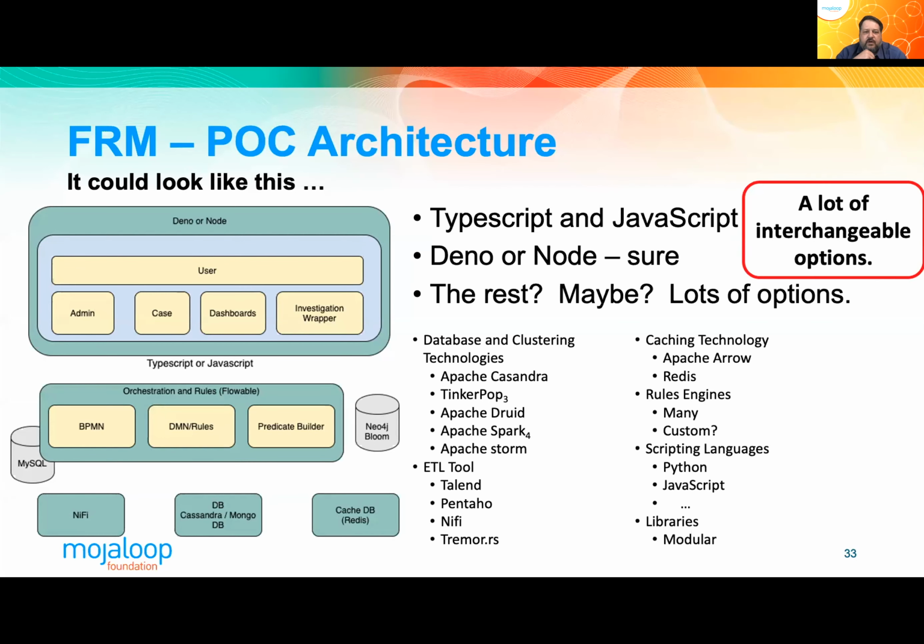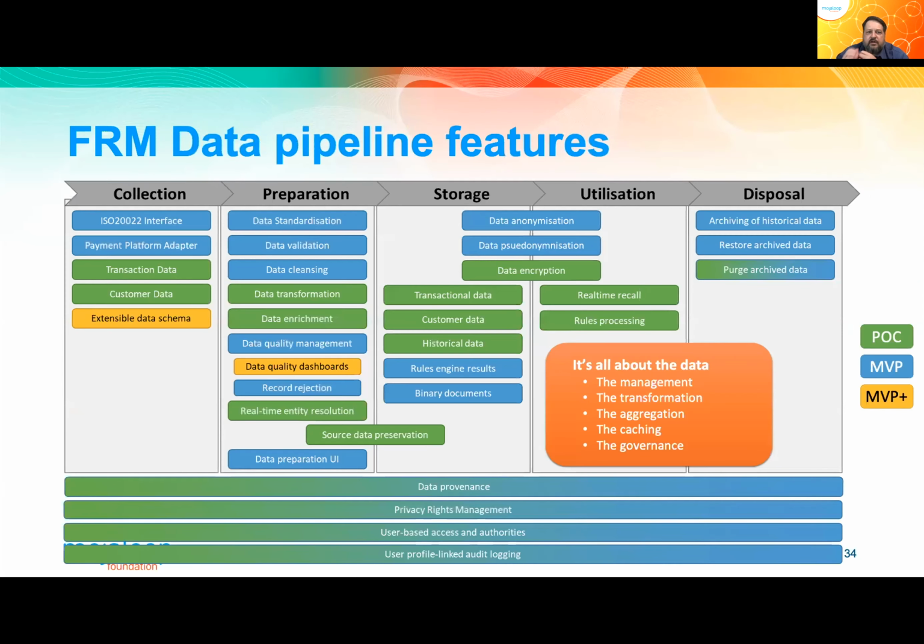But really, what I wanted to say here is that there are a lot of interchangeable options. We don't have to pick necessarily anything right now. We need to pick the things that make the most sense, test them, prototype, learn, and find what the right solutions are going to be in the end. This is a POC. That's what we're doing.